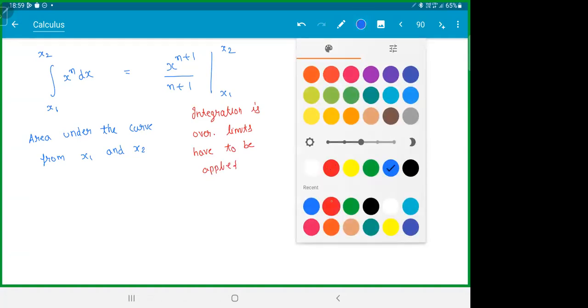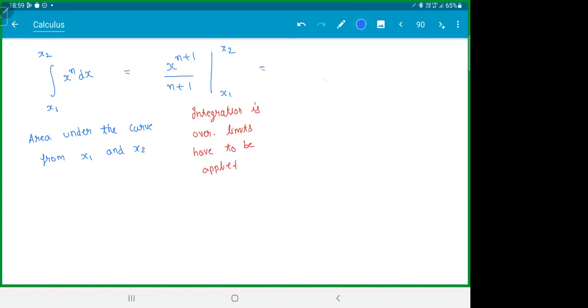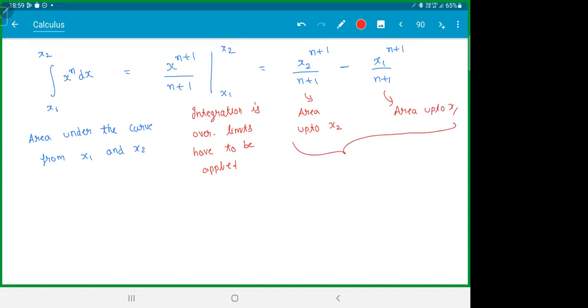Then how do you apply limits? First put x2. We get x2 to the power of n plus 1 by n plus 1. Then put x1 to the power of n plus 1 by n plus 1 and subtract them. Meaning this first term here is area up to x2. This is area up to x1. And if you subtract them, you get area between them.